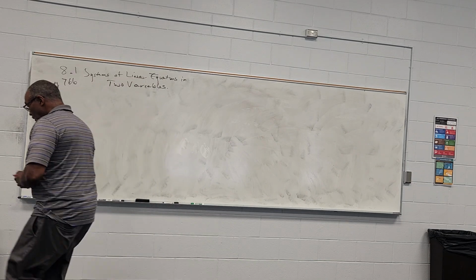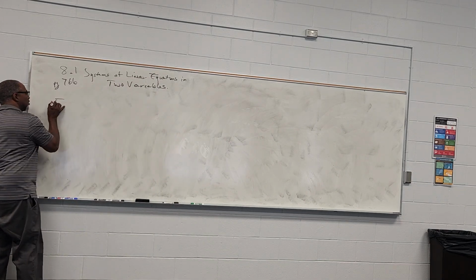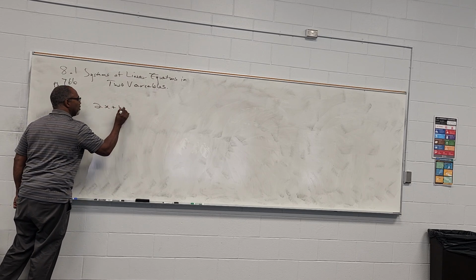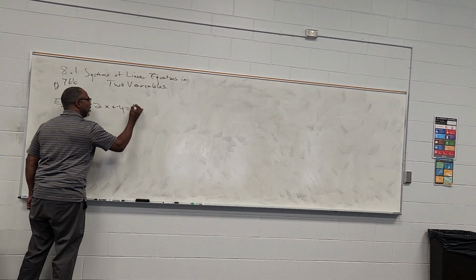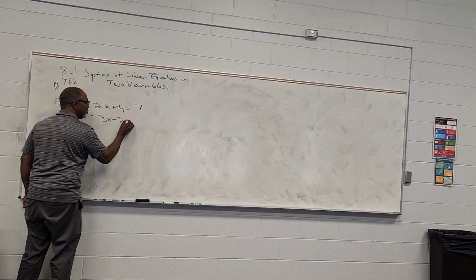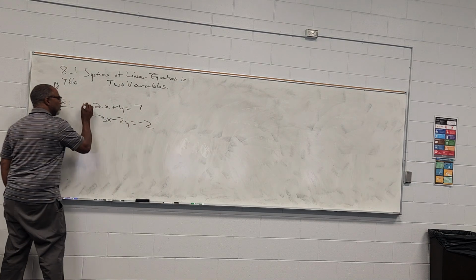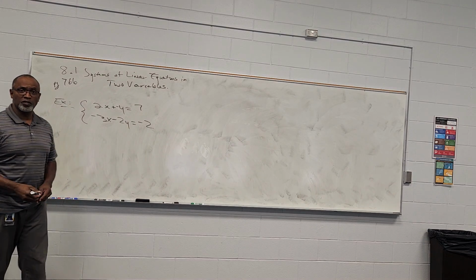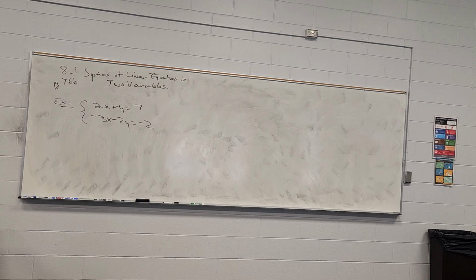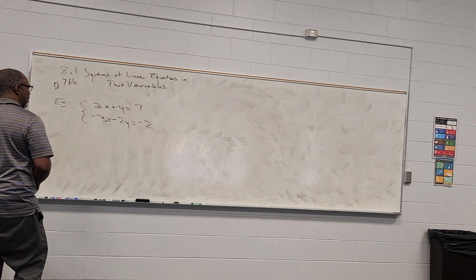Okay? So, real quick, an example of something like that might be 2x plus y, equals 7, negative 3x minus 2y equals negative 2. Those two equations with those two unknowns, x and y, comprise a system of two equations with two unknowns. This is what we're going to learn how to solve.